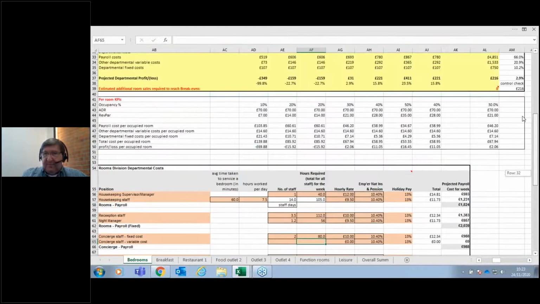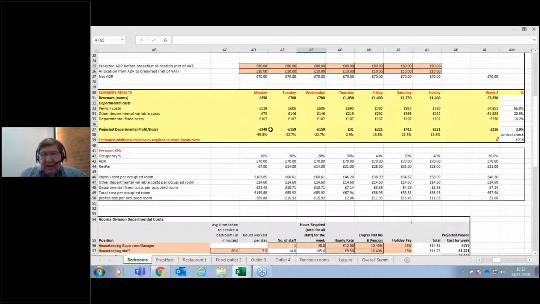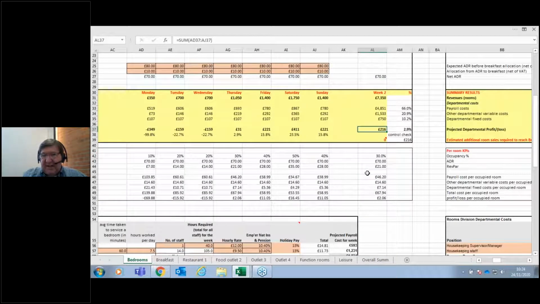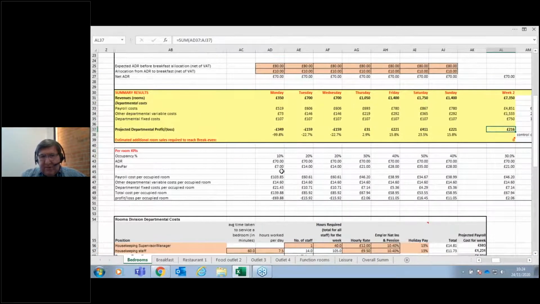So week 2 then, slightly different picture now. We lost money on Monday, Tuesday and Wednesday of week 2, but then we started making money in the subsequent days of the week, and we ended up with a small surplus that week of £216. And again, a detailed analysis here in terms of occupancy rate, RevPAR, cost per occupied room.